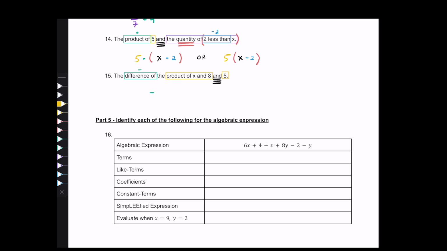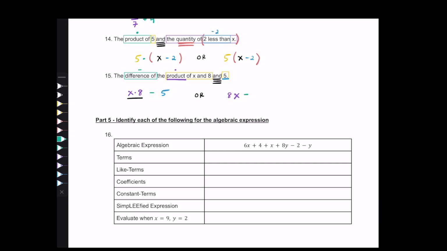So the product of x and 8, well, what does product mean? Product means multiplication, so the word product means multiplication. So how do we write that? It's x times 8. x times 8, that's the product. And we're going to be taking away 5, right? So it's going to be the product of x and 8, and then we're going to be taking away 5 because it says difference. Just keep in mind, how can we rewrite this x times 8? Really, we should write that as 8x. That's the best way to write it.